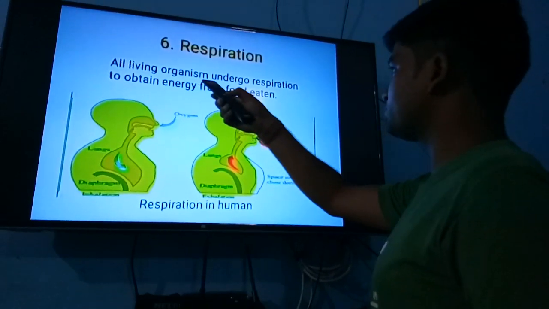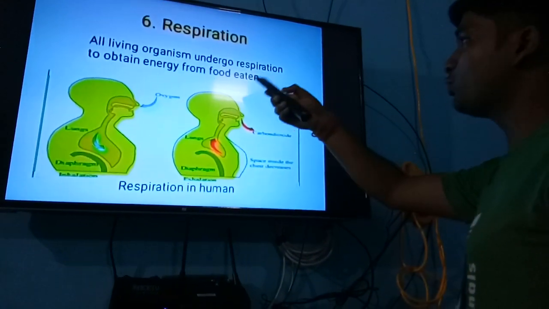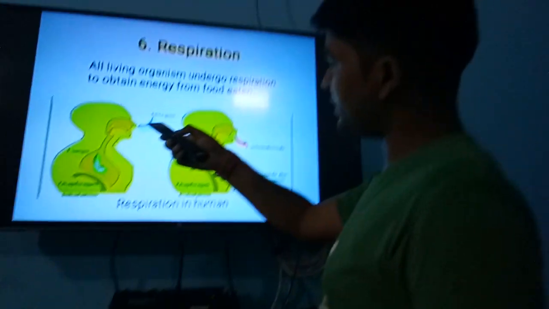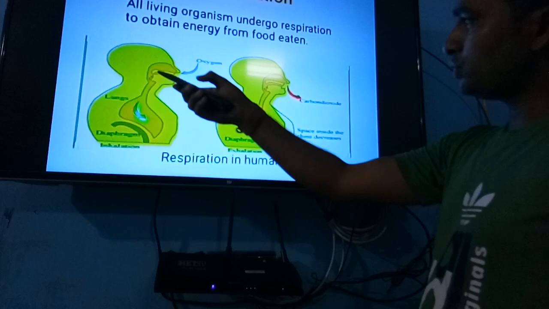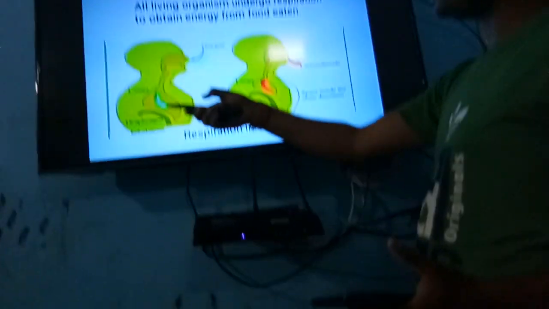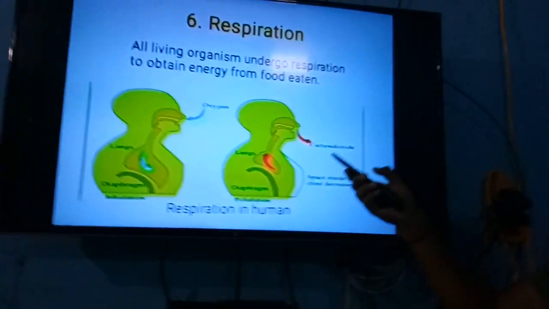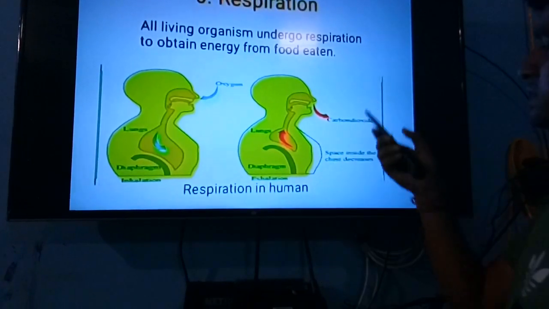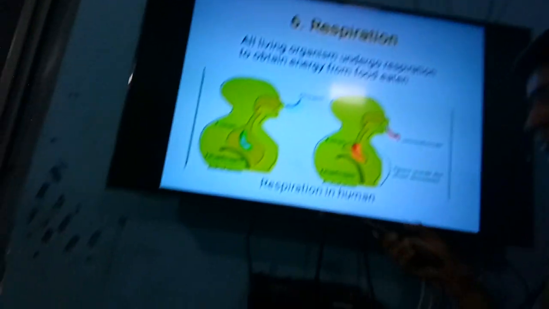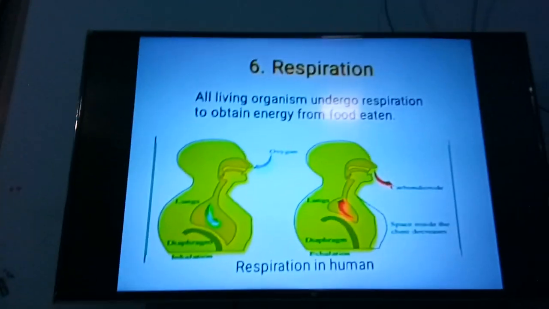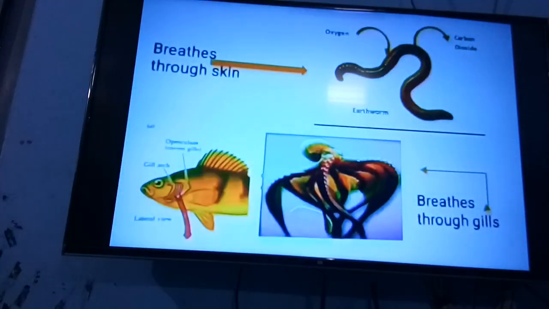Next, we are going to talk about respiration. All living organisms undergo respiration to obtain energy from the food eaten. You can see here the man taking in oxygen through his nose, and it finally goes into his lungs. Whatever they eat is digested, and through the respiration process their energy is released, and they can survive.